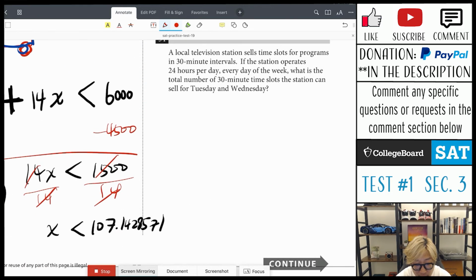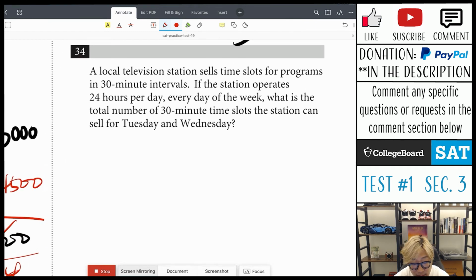Moving on, number 34. A local television station sells time slots for programs in 30-minute intervals. So everything is in 30-minute intervals. Who the hell watches that? How can you even finish in 30 minutes?